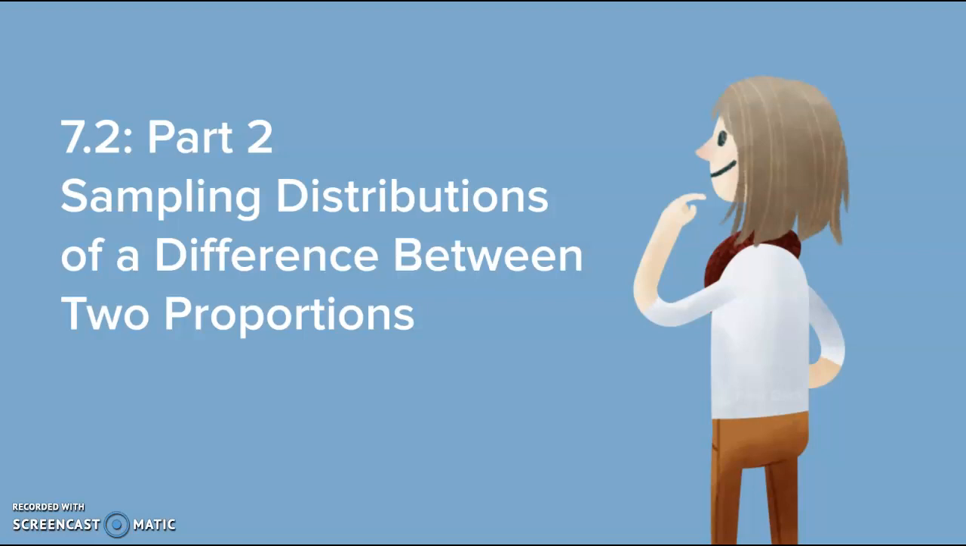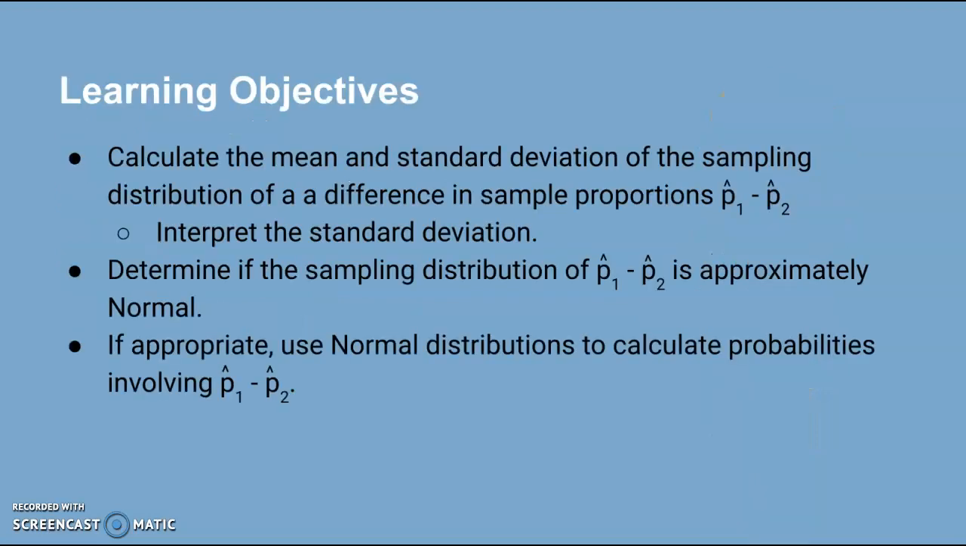In this video, we will talk about sampling distributions of a difference between two proportions. We will calculate the mean and standard deviation of the sampling distribution of a difference in sample proportions, p hat 1 minus p hat 2, and interpret the standard deviation. We'll determine if the sampling distribution of the differences between the sample proportions is approximately normal, and if it's appropriate, we'll use normal distributions to calculate probabilities involving the difference between two sample proportions.